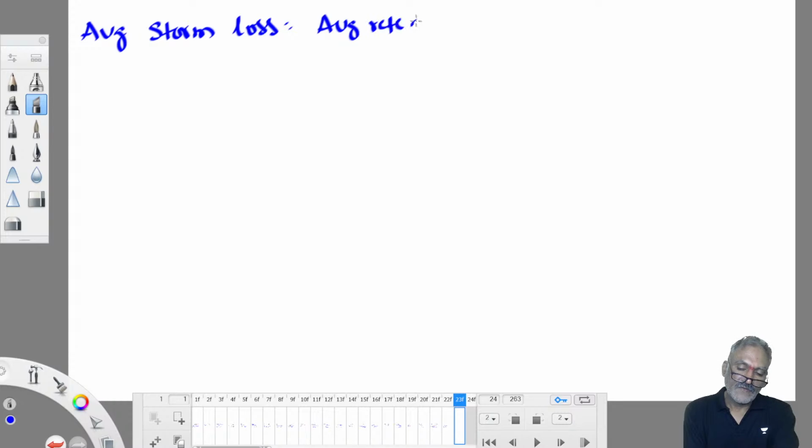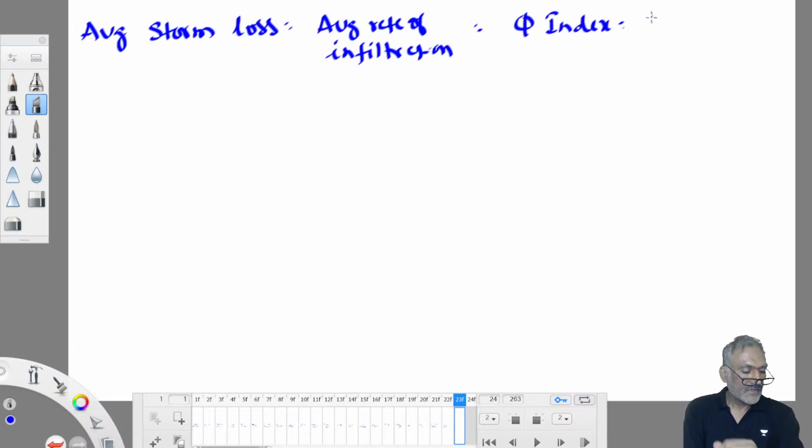What is the average rate of infiltration? For a uniform storm, it is the phi index and W index, both of them the same. Indirectly, it is the phi index. Its value is given as 6 mm per hour. That's all. So the phi index is given to find out PE.